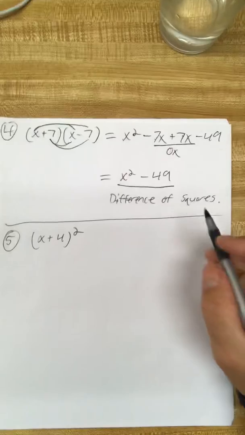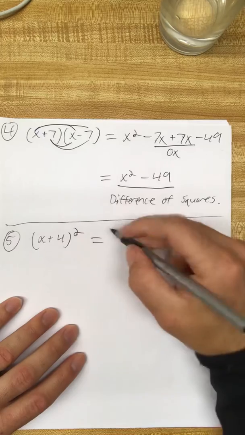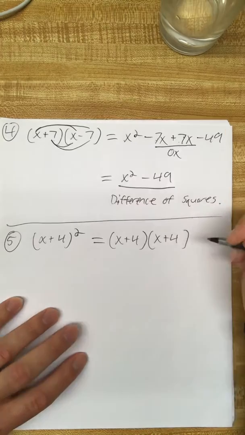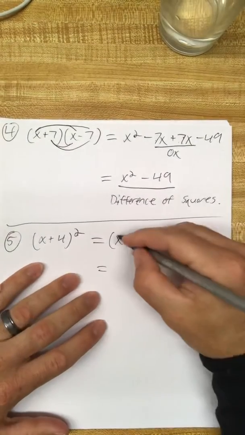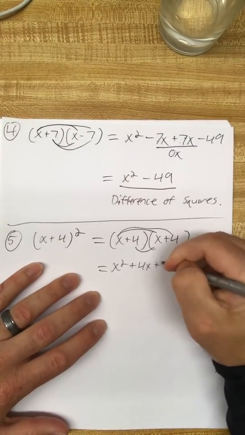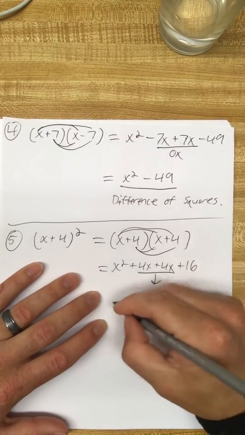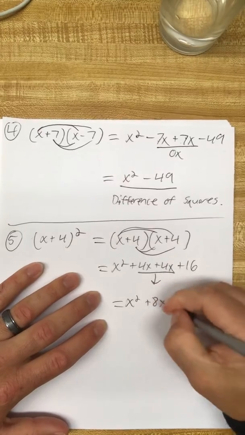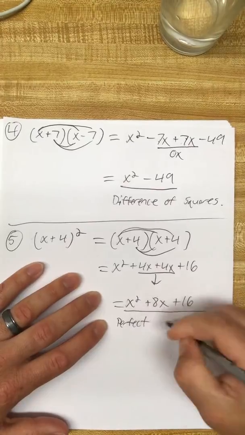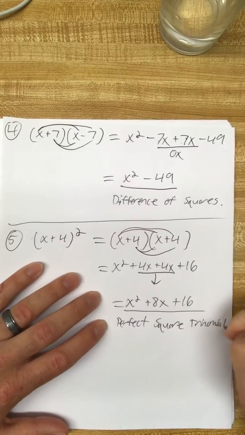All right, and then last up, this one's going to be a perfect square trinomial. So when you get something like this, x plus 4 squared, when something's squared, it means you have two of them. So we have two x plus 4s here. So when you multiply this out, you're going to get x squared plus 4x plus 4x plus 16. 4x and 4x will give you 8x plus 16. So again, this one's called a perfect square trinomial.